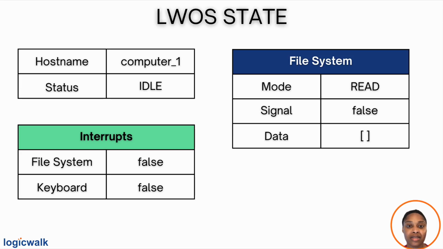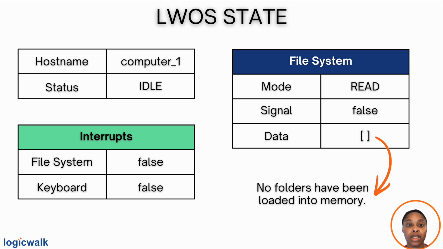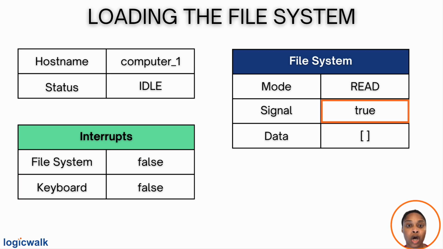At this moment, the file system signal is false and the data field is empty, meaning no folders have been loaded into memory yet. To load the file system, the LWOS sets the file system signal to true. The host name remains computer1 and the status changes to waiting on the file system. The file system mode remains on read, the data field remains empty, and the signal changes to true.